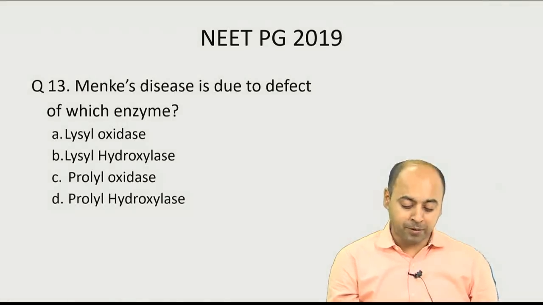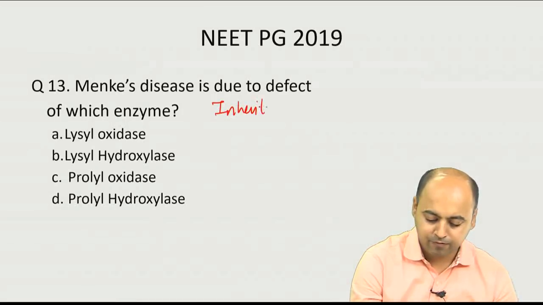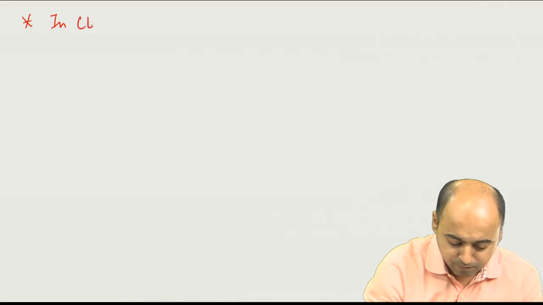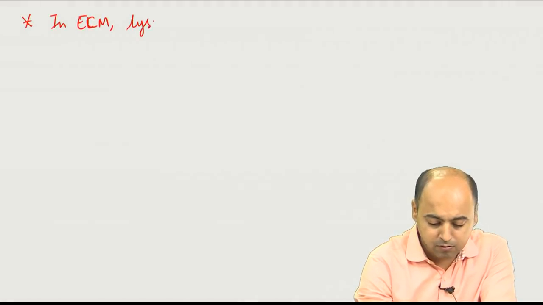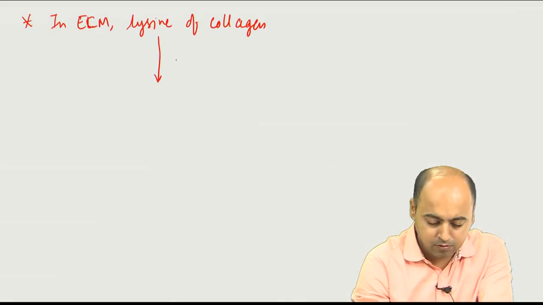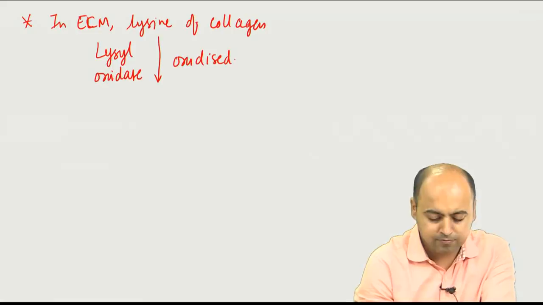Then we have the condition called Menkes disease. Menkes disease is an inherited collagen defect. Now what happens in extracellular matrix? In extracellular matrix, lysine of collagen is oxidized. The enzyme catalyzing the reaction is lysyl oxidase.